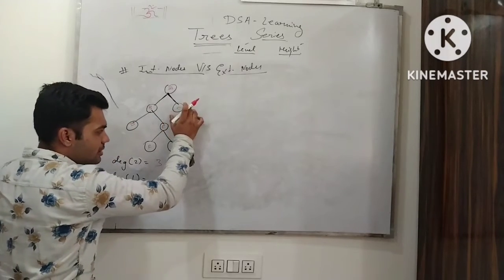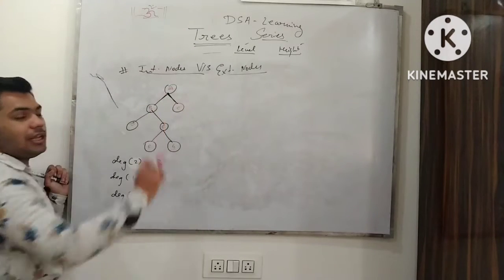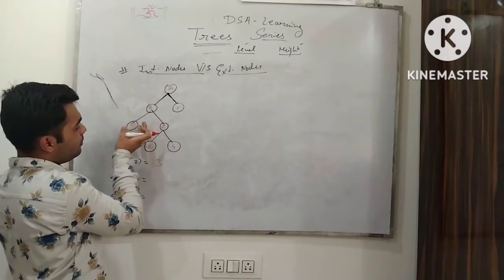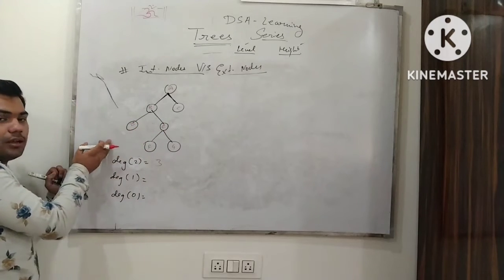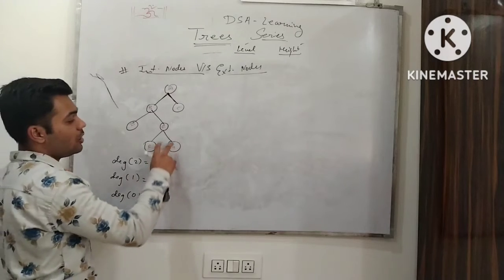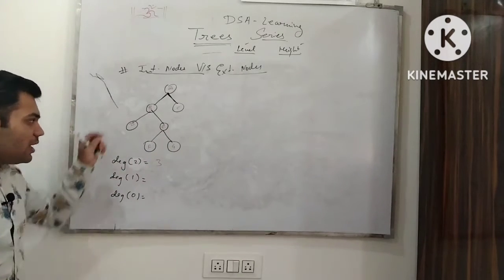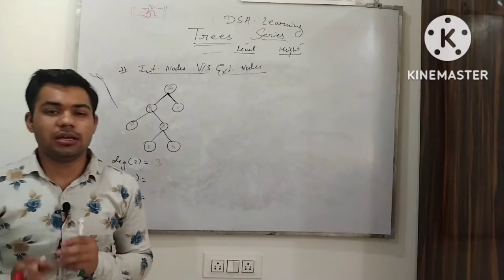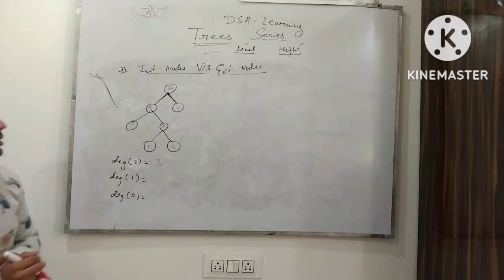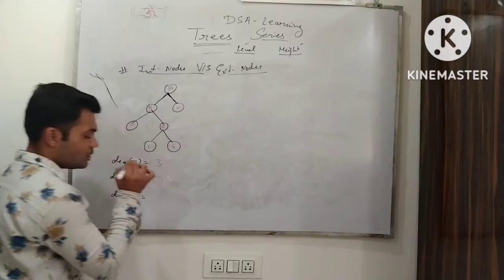C, does C have any single child? No, C is our leaf node. Okay, next come to D, does it have a further child? No. Does E have a further child? Yeah, but we have already discussed that E has degree 2, not 1. So in this tree there is not even a single node which has the degree 1. So the answer is 0.